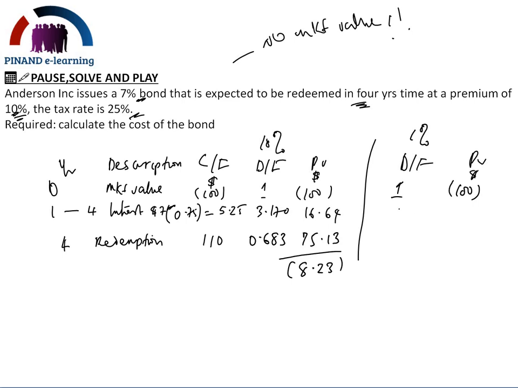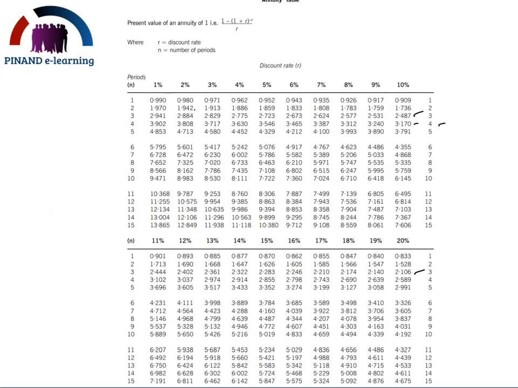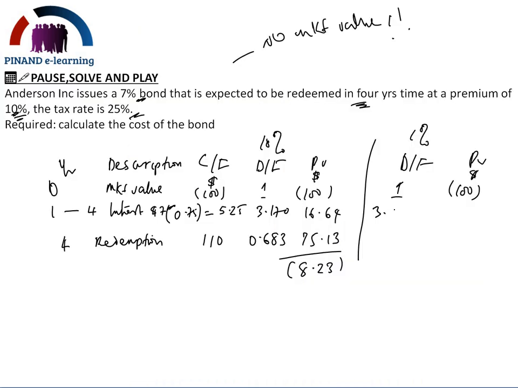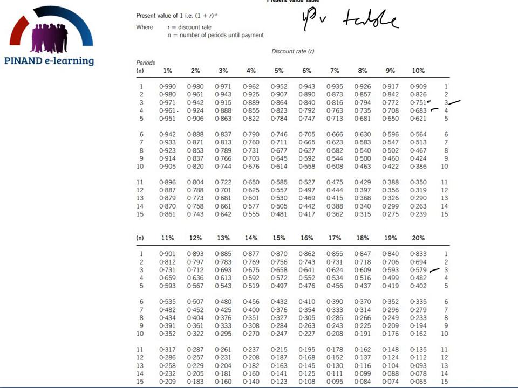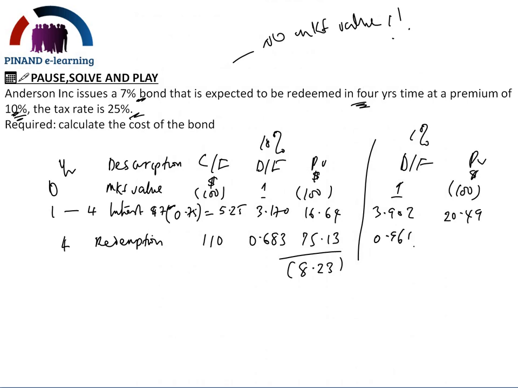Now let's check 1% 4 years, an annuity. 1% 4 years, that's 3.902. So come here. 3.902 multiplied by 5.25 should give me 20.49. Now let's see the present value table, 1% year 4, 0.961. So let's go there. 0.961. If you multiply that, you get 105.71. All right, if you total this, it should give you plus 26.2.